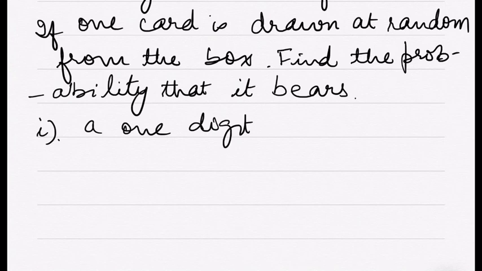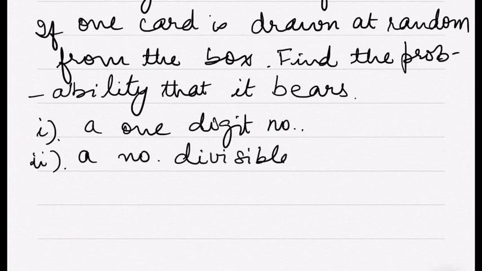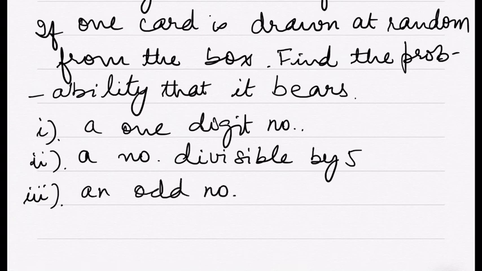Second part says a number divisible by 5. Third part says an odd number less than 30, an odd number which is less than 30. Okay, then we have a composite number.